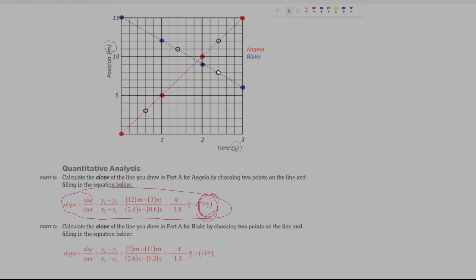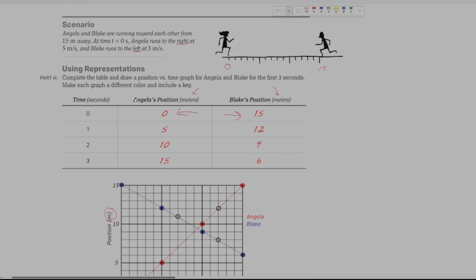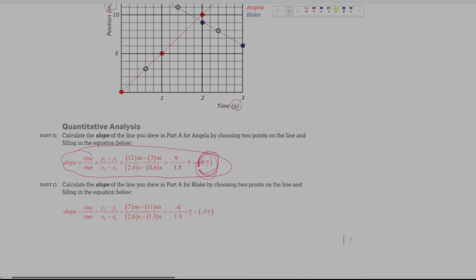Then we do the same thing for Blake by choosing 2 points. So that's blue. Blake is blue over here. And when you get that, you get a negative slope, -3 meters per second. And you might notice, hey, 5 and 3, those are the same values that we had that were given to us. Okay, but now we kind of have an implied +5, and so +5 and a -3.